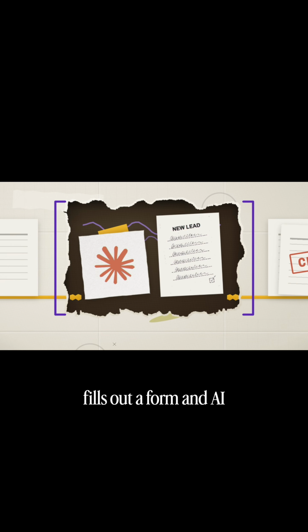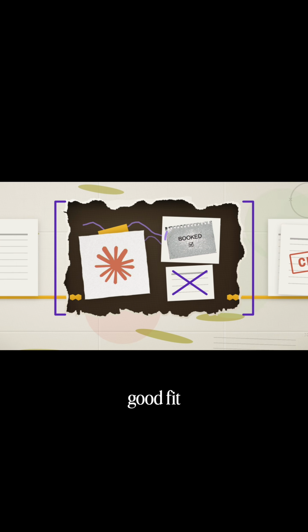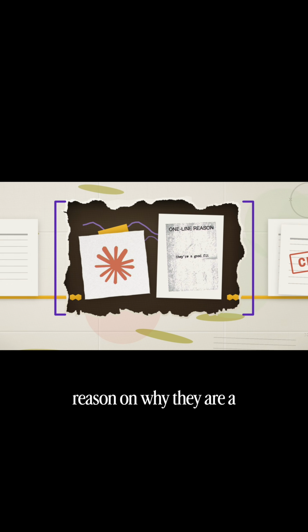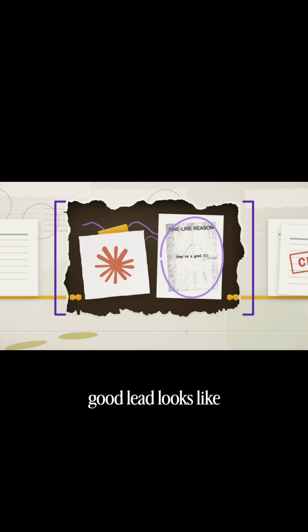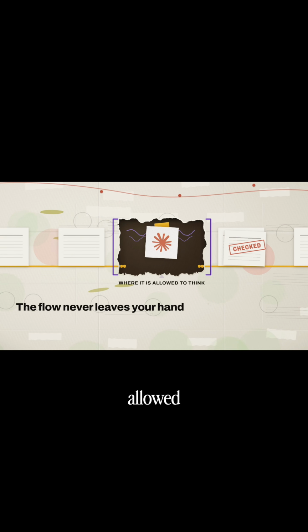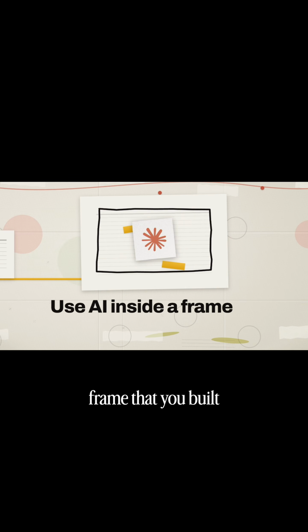This is like when somebody fills out a form and AI reads what they wrote and tells you if they're a good fit and gives you a one-line reason why. You cannot write steps for that, since every lead is different, but you know exactly what a good lead looks like. Yet the flow never leaves your hand because you decided where it is allowed to think. This is an example of where you should use AI inside a frame that you build yourself.